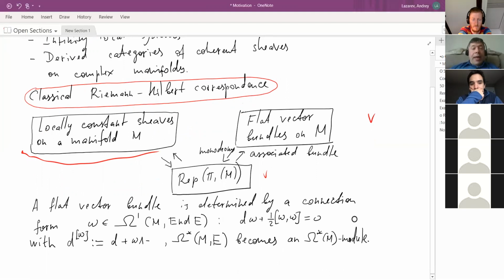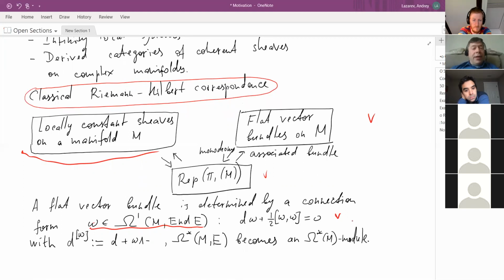Okay, now a flat vector bundle is determined by a connection form. Okay, this connection form is a one form on a manifold with values in the endomorphism bundle of your given flat bundle. Okay, this connection form is supposed to satisfy the famous Maurer-Cartan equation: d omega plus 1/2 omega omega is equal to 0.